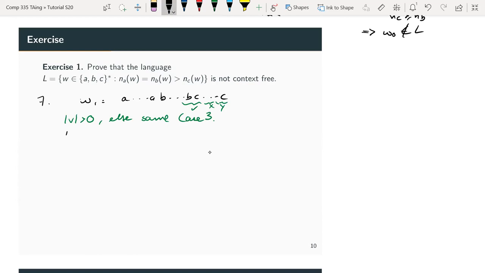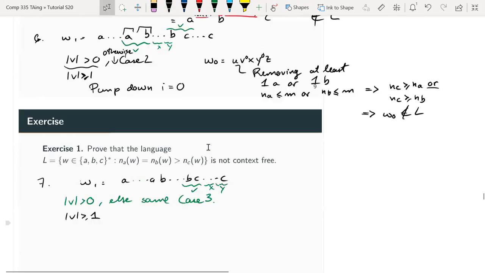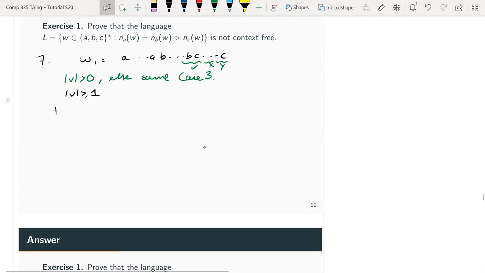It has at least one symbol in it. So now it's going to be, again, a similar argument where I'm not going to give you an explicit form because it's going to, again, get messy. But here you could actually pump up or pump down. Either case would work. So in this case, let me try to pump up.